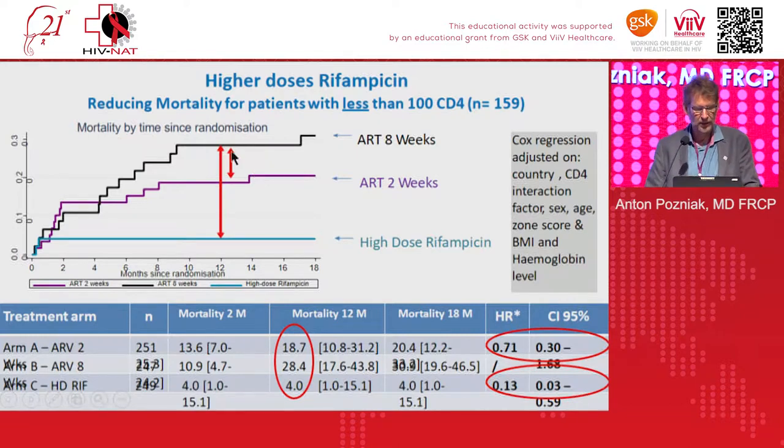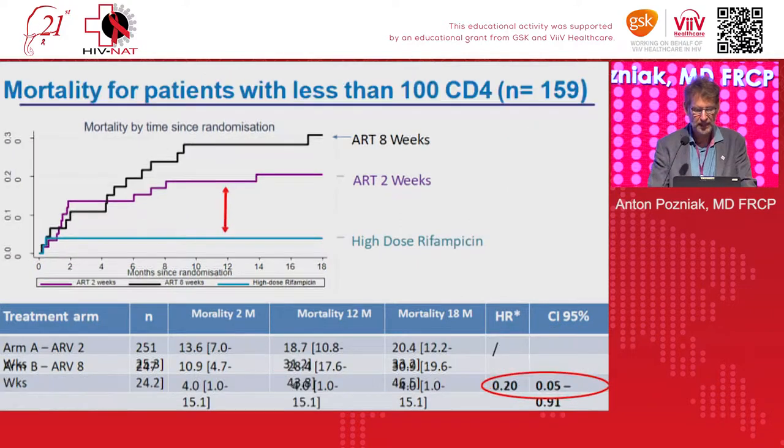But also, look at this, the death rate was much less if you gave patients with low CD4 counts high doses of rifampicin. And you can see here, even when you compare it with the 2-week immediate start, giving the patients 2-week immediate start plus high-dose rifampicin improved the mortality. So perhaps what we should start doing is giving more rifampicin.